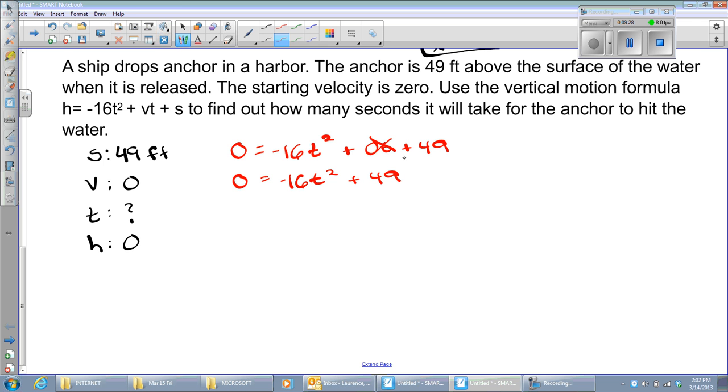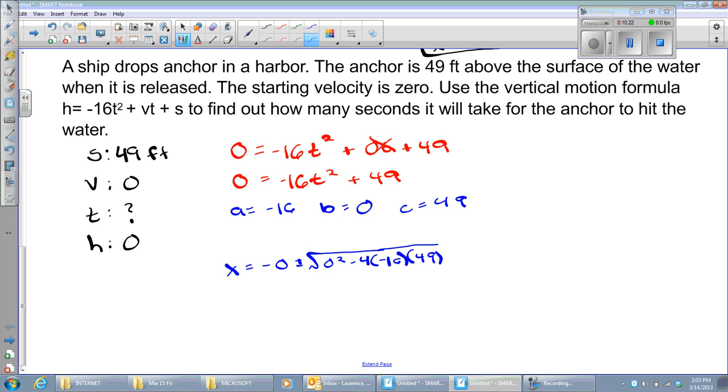Okay, so I'm still going to use the quadratic equation, that negative 16 in the A position kind of messes things up, makes it ugly. So use the quadratic formula. So A is going to be negative 16. B is 0 because there's no coefficient in front of the t term. And C is 49. So we're going to plug in these numbers. X equals negative b, which is 0, plus or minus the square root of b squared minus 4ac, all over 2a.